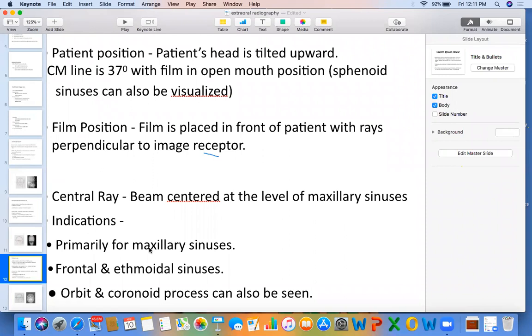Primarily, it is for the maxillary sinuses, and frontal and ethmoidal sinuses can also be visualized. Orbit and coronoid process can also be seen.